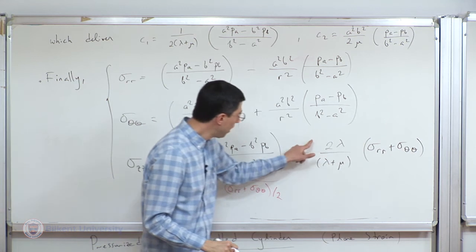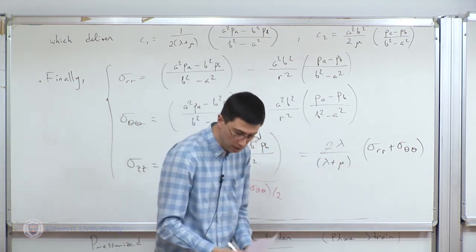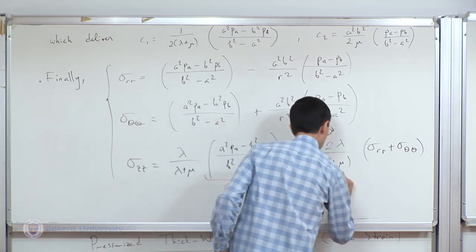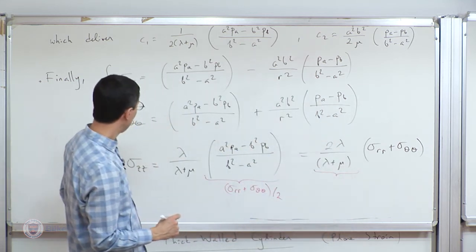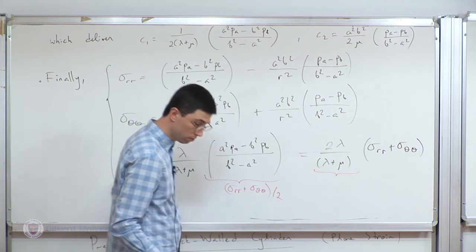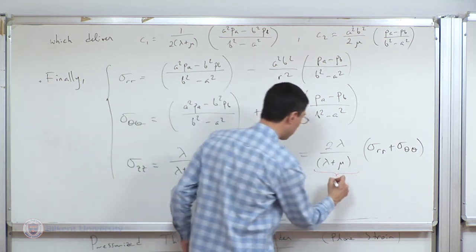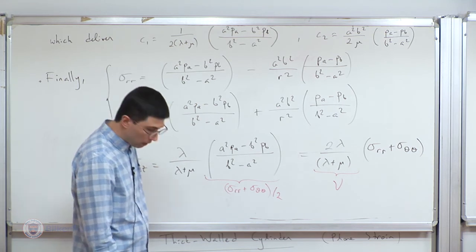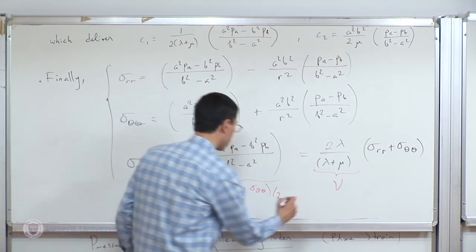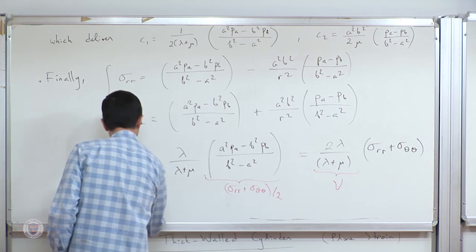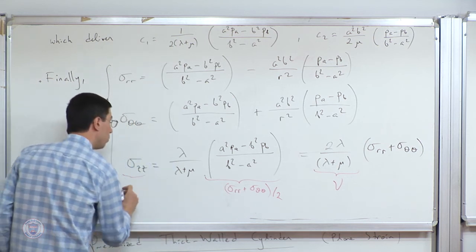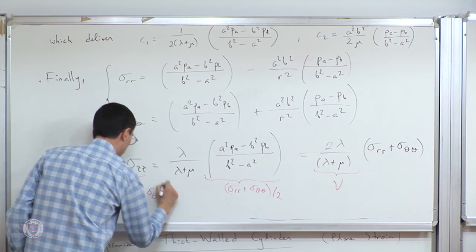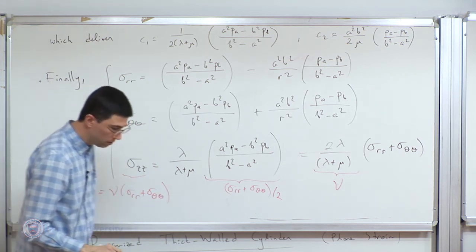And it turns out that there are tables that you can look up for such constants. This is exactly equal to nu, and that's the Poisson ratio. So in other words, I have sigma ZZ equals nu times sigma RR plus sigma theta theta. And here I see the Poisson effect.